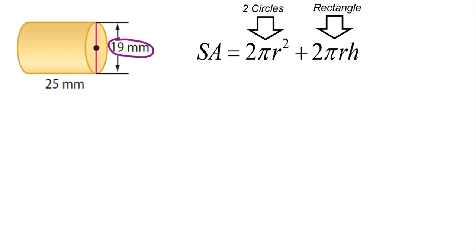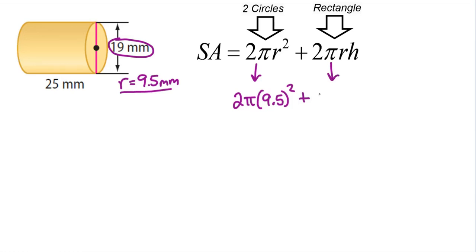Well, if you'll remember from when we talked about circles, the radius is just half of the diameter. So the radius of this circle is actually 9.5 millimeters. So that's the measurement I'm going to use when I do my calculations here. So now I'm just going to plug in my values. I have 2 pi times 9.5 squared plus 2 pi times 9.5 times the height.